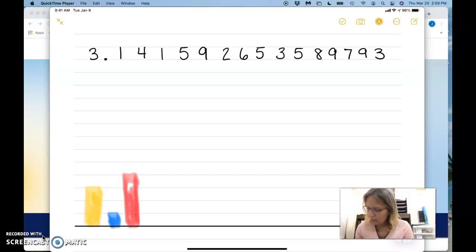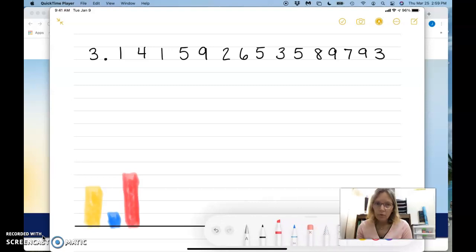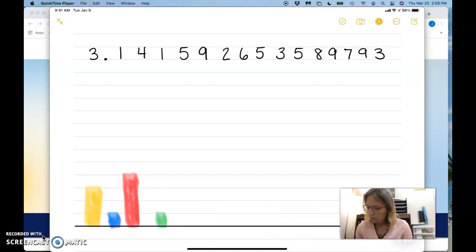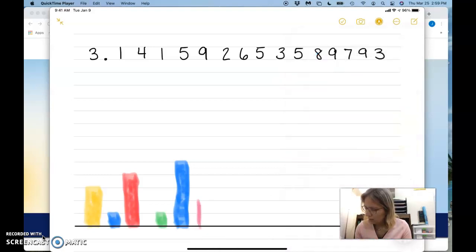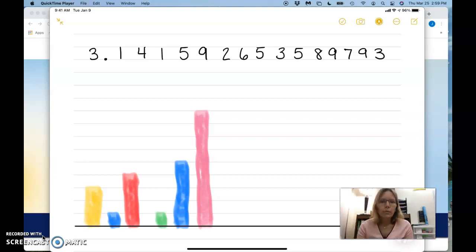Okay, so we're doing the same idea on the notebook paper if you don't have any graph paper. I'm going to go 1, and just try to keep them kind of matched up to the numbers that are at the top. 5. 9, that's a big one. So you can see my numbers are getting closer together. So I might have my buildings start touching the further along the paper that I go, but this is like an art project, like I said, so make it creative as you would like.